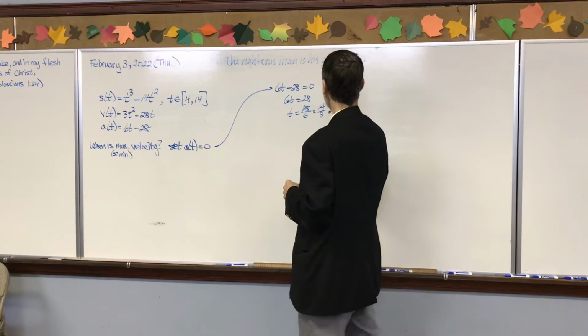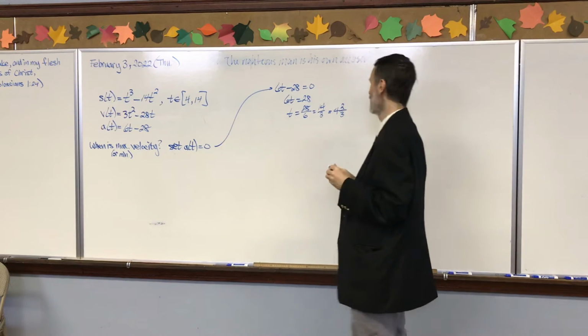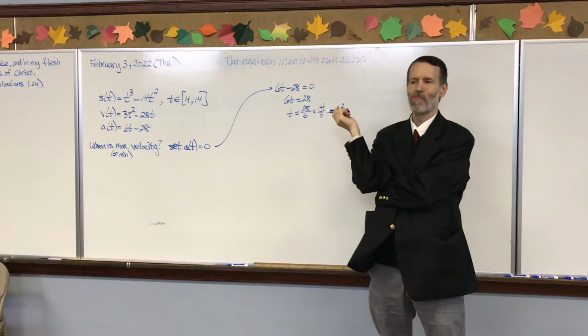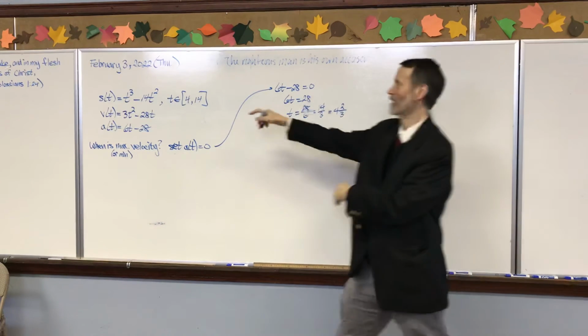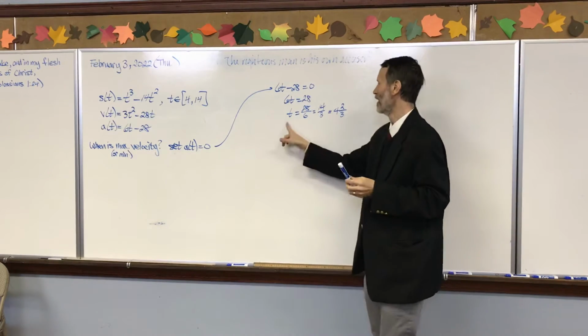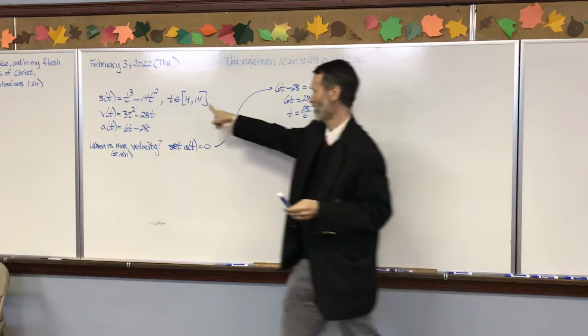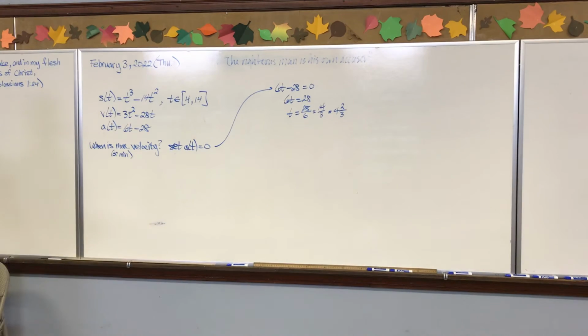4 2/3, correct. Is that on our interval? This is 4 2/3 seconds. Yes, it is. It's between 4 and 14. Does that make sense? So at 4 2/3 seconds, which is a little bit after we started measuring, it hit something, either a max or a min.